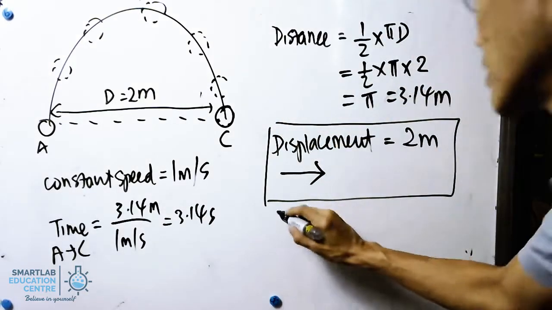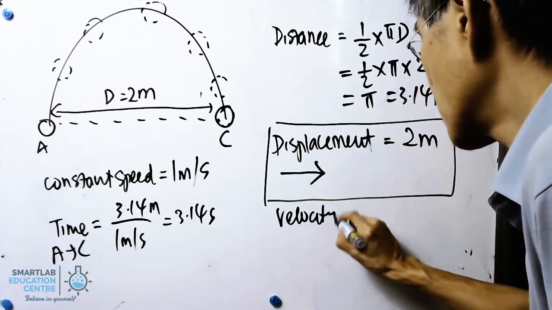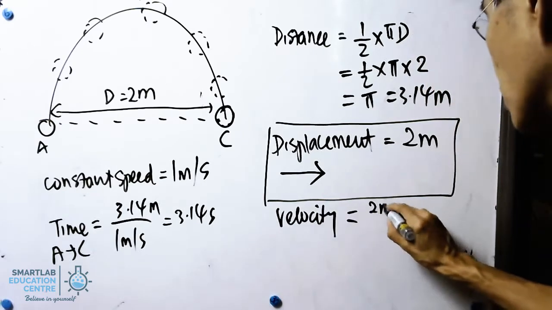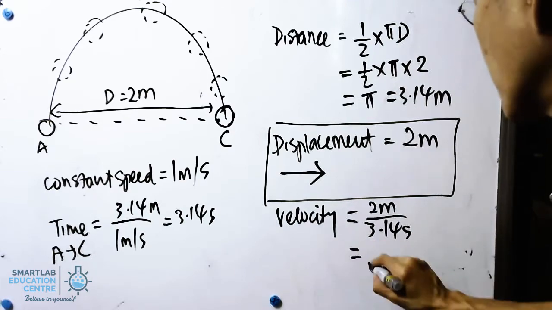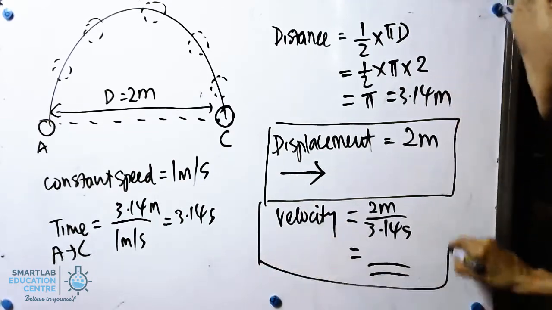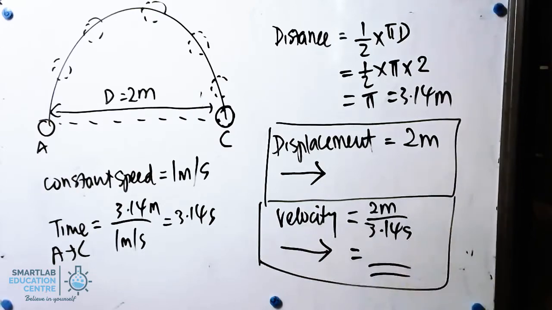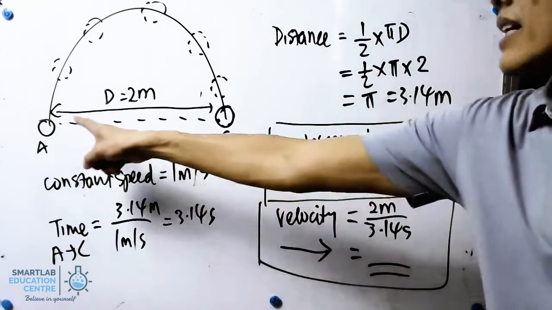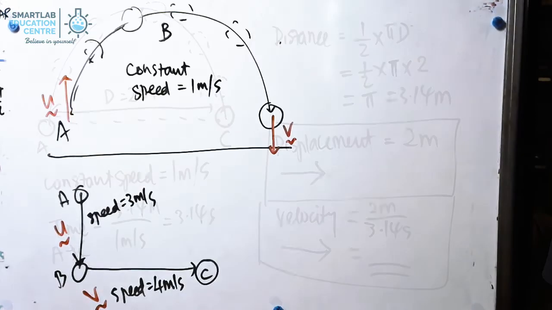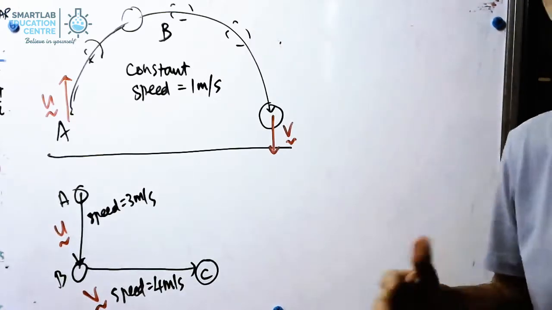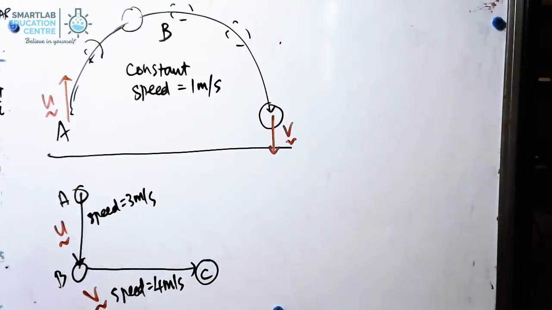seconds. And hence, because of this, the velocity will now be equal to 2 meters divided by 3.14 seconds. Okay, that we could work out. But more importantly, we also want to emphasize that the velocity has a directional component, which in this case is actually horizontal.